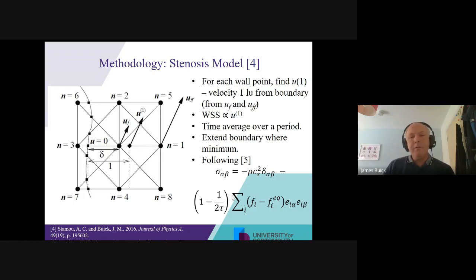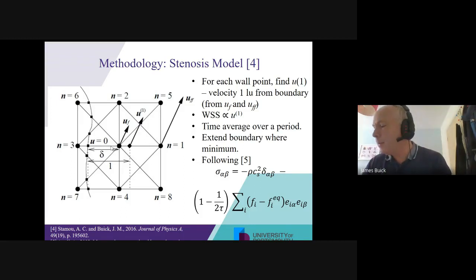Here we did something slightly different. Rather than working with the velocity U1, which is obviously proportional to the wall shear stress, we instead used the expression at the bottom here for the shear stress tensor, which I think originally was in Artoli's thesis. The other thing I should say is that as we move the boundary in, if this site here was defined to be the point where we had the minimum wall shear stress, then we would move the boundary towards that site.